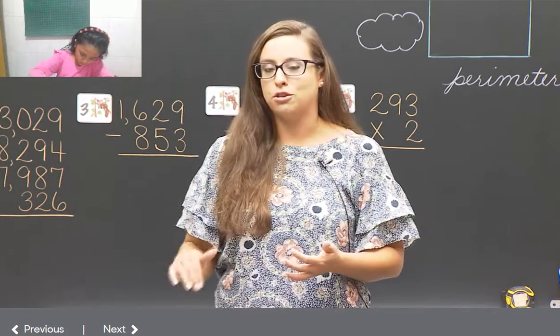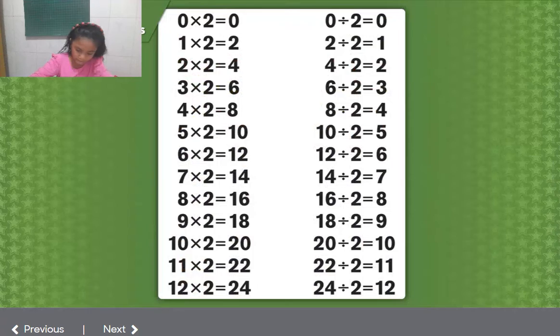Boys, you will start, and then girls, you will echo. Boys, stand. 0 divided by 2. Ready? 0 divided by 2 equals 0. 2 divided by 2 equals 1. 4 divided by 2 equals 2. 6 divided by 2 equals 3. 8 divided by 2 equals 4.